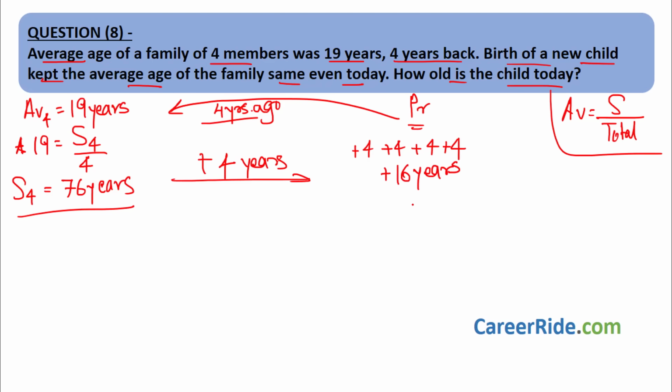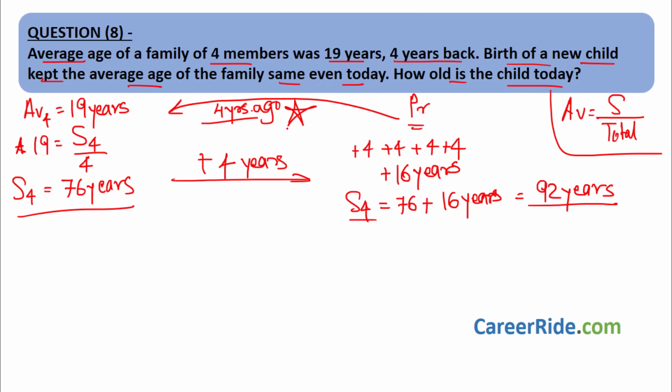So what would be the present sum of ages of all the family members? Very easy, it would be 76 years, that is 4 years back, plus the total increase of 16 years. How much is it? 92 years, right? 76 plus 16, 92 years. This is the previous sum from 4 years back, plus the 16 years increase, 4 years for each person, so we get 92 years. Now this we know.